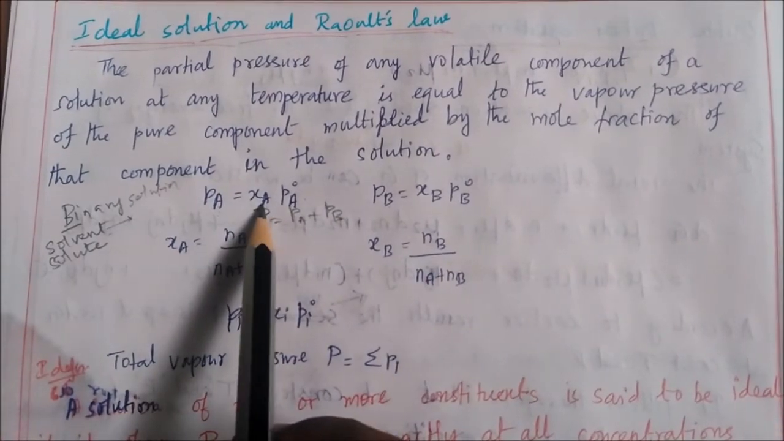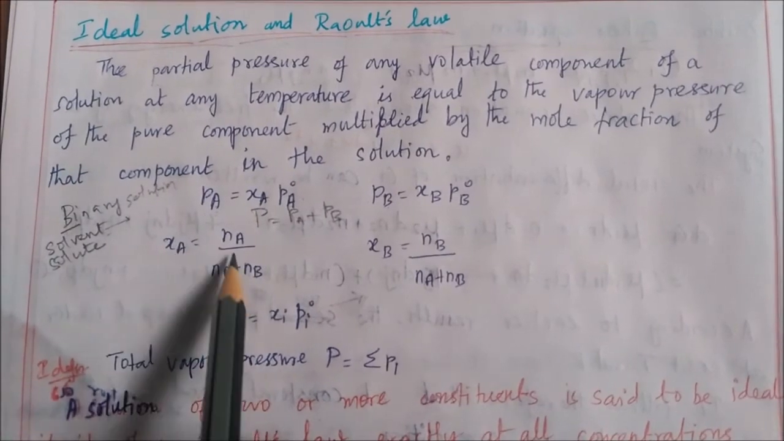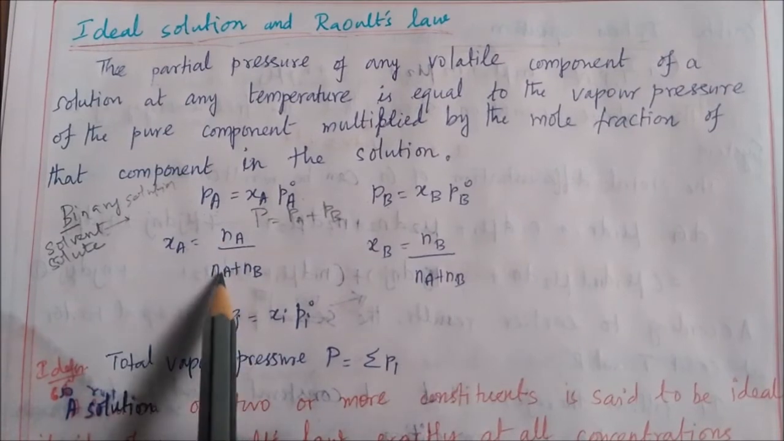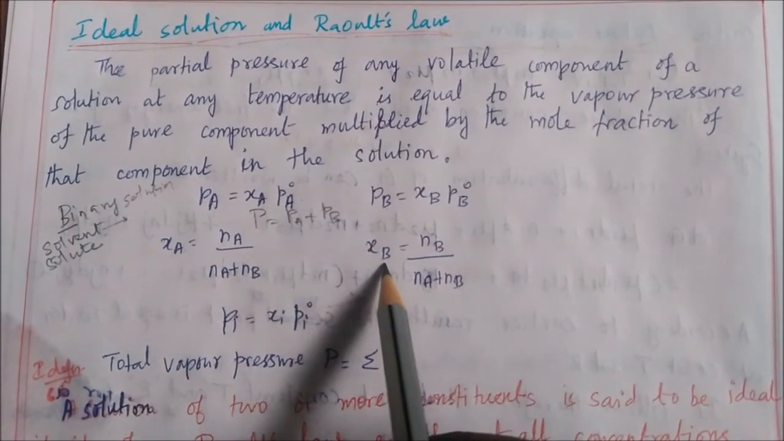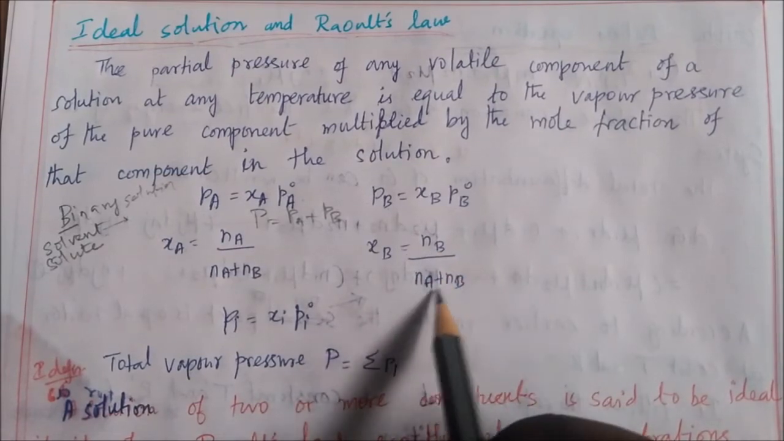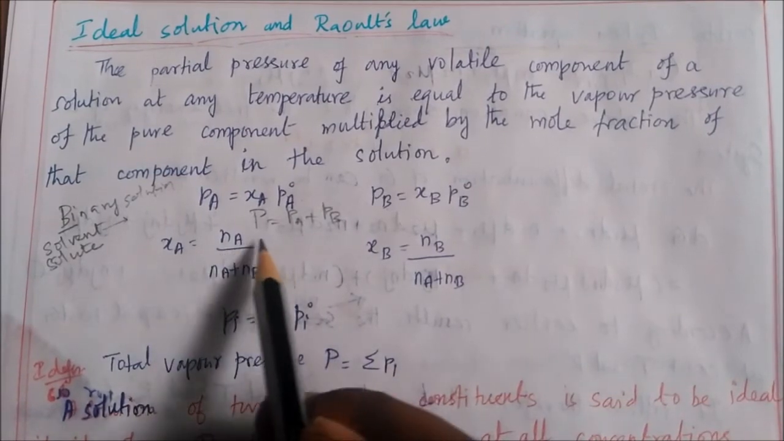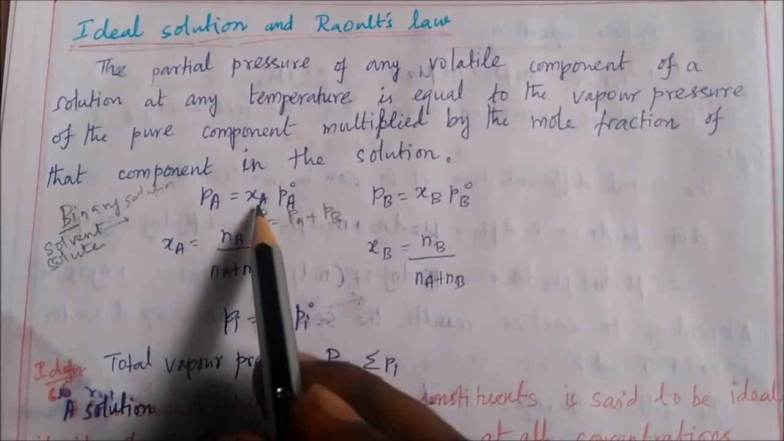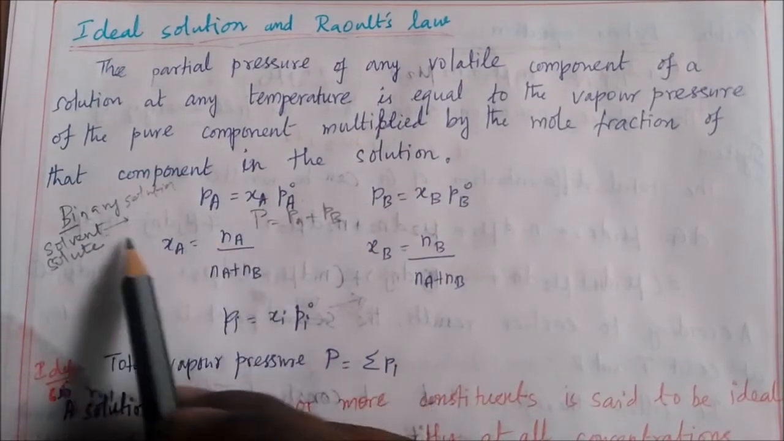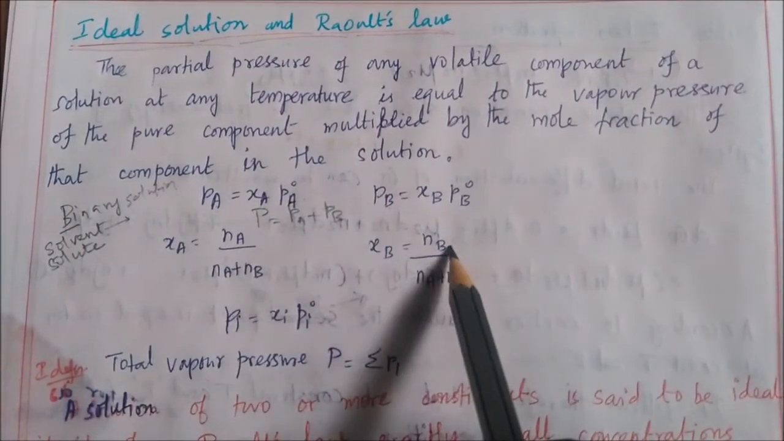Now what is Xa? Xa is the mole fraction. How can we find out the mole fraction? The mole fraction of A is equal to Na divided by Na plus Nb. And Xb, that is the mole fraction of B, is equal to Nb divided by Na plus Nb. So what is Na and what is Nb? Na is the number of moles of the chemical A. Here we may consider that as a solvent, so the number of moles of solvent present in the mixture or binary solution. Nb, what is Nb?